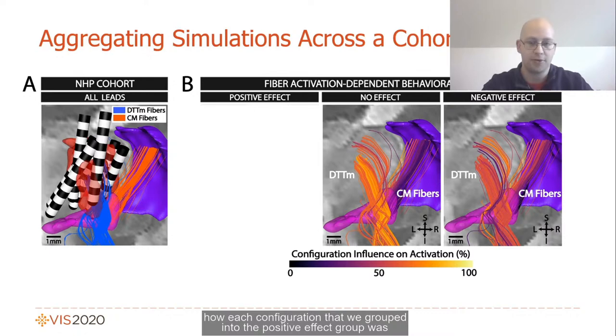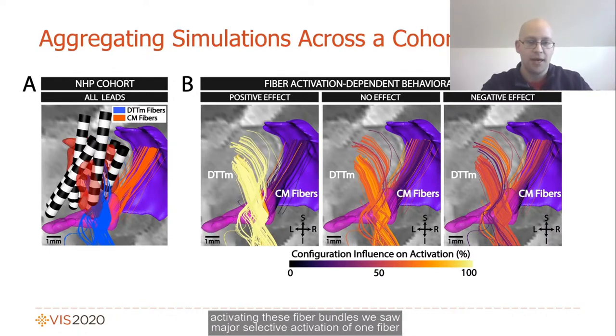But then what was really striking was when we looked at how each configuration that we grouped into the positive effect group was activating these fiber bundles, we saw major selective activation of one fiber bundle over the other, showing that nearly every single configuration that we tested in this positive effect group was activating every single fiber bundle in our hypothesized target.